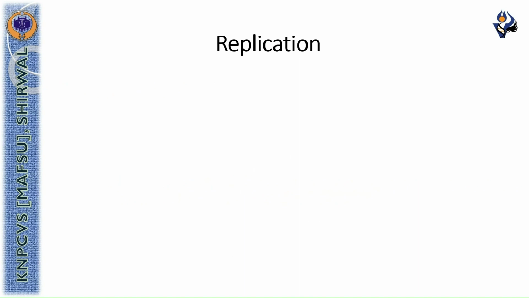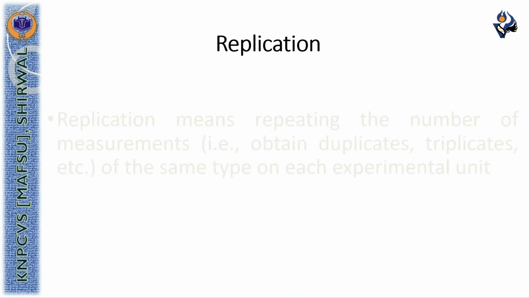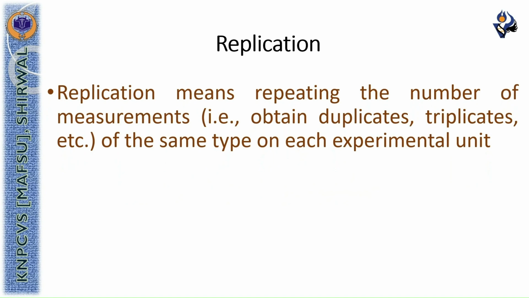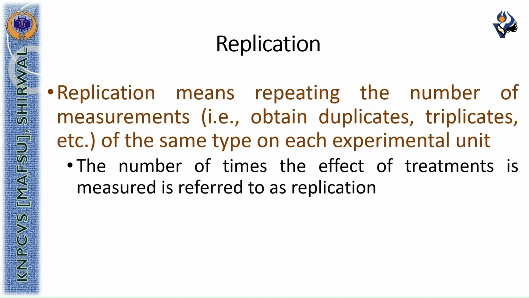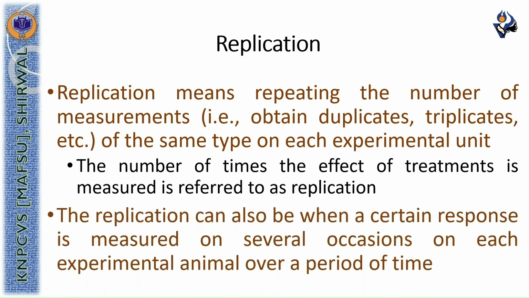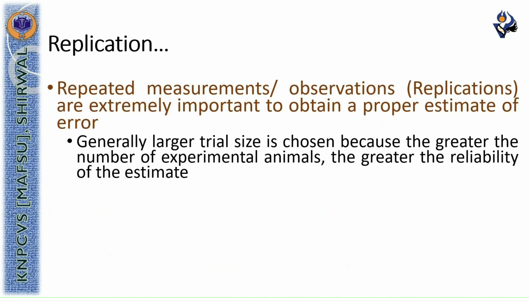The next principle of design of experiment is the replication. Replication means repeating the number of measurements of the same type on each experimental unit. The number of times the effect of treatments is measured is referred to as replication. The replication can also be when a certain response is measured on several occasions on each experimental animal over a period of time. Repeated measurements are extremely important to obtain a proper estimate of error.